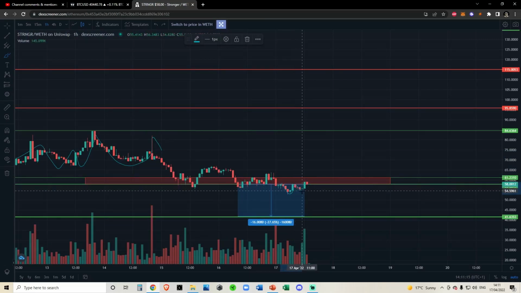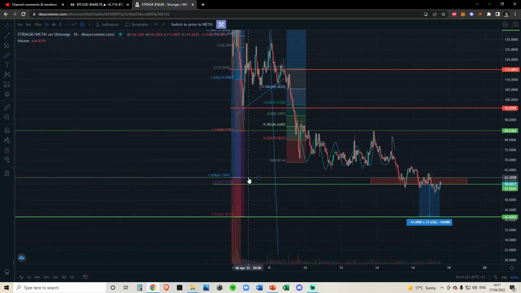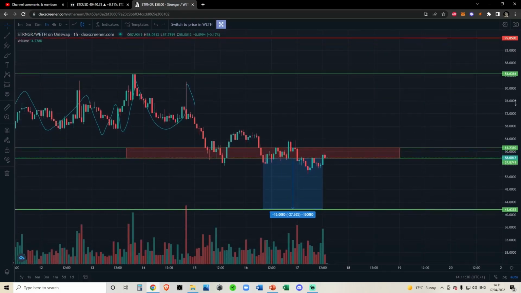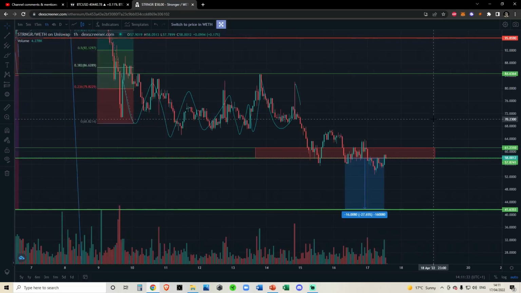We've got a rejection here, we've got a rejection here, and do bear in mind this is a double fib region, because the top one is the 1.618 at $61, and the 3.618, which is a different target down here, is at $58. So I'd really want to see a push up for Stronger before I even consider entering.